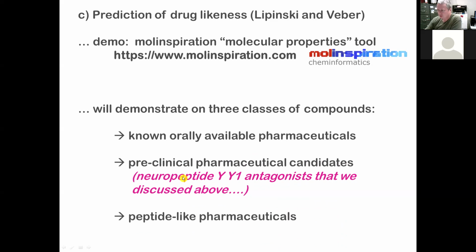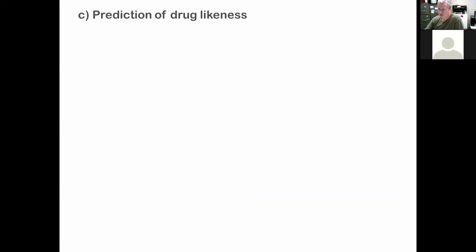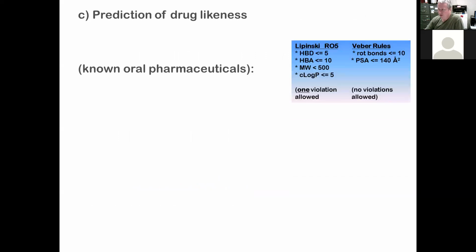Okay, and then also a peptide, and we know peptides are good or bad drugs orally. Usually pretty bad. So this will be a prediction. We can predict that that's going to be a bad, un-drug-like molecule. Okay, here we go. So, known oral pharmaceuticals.